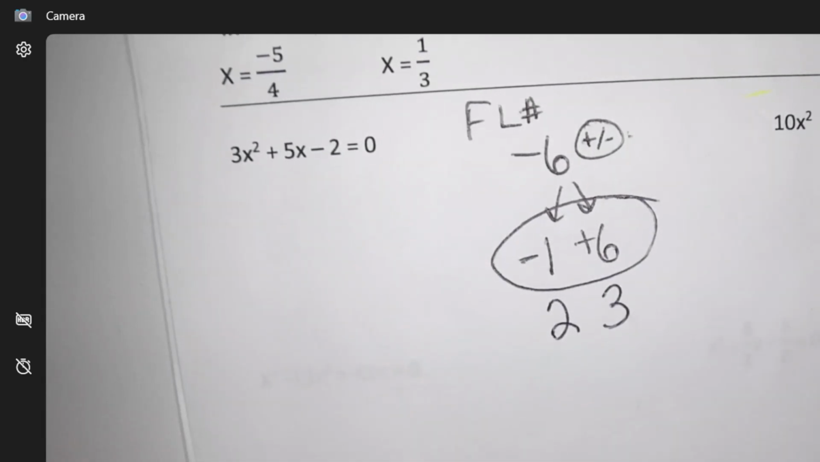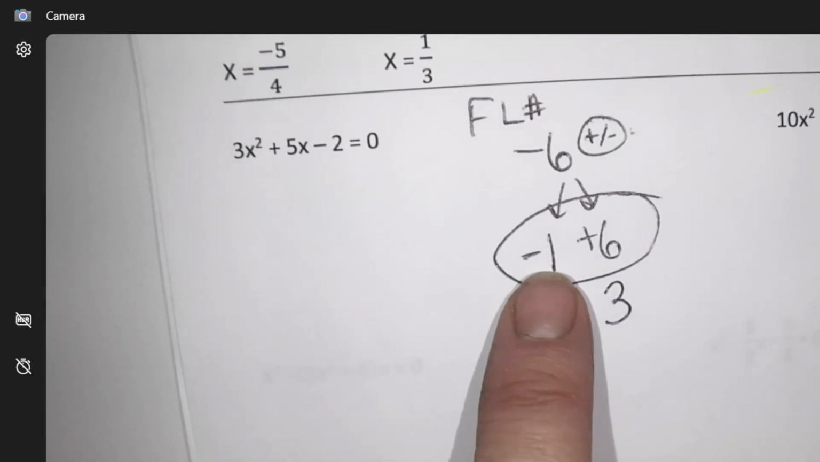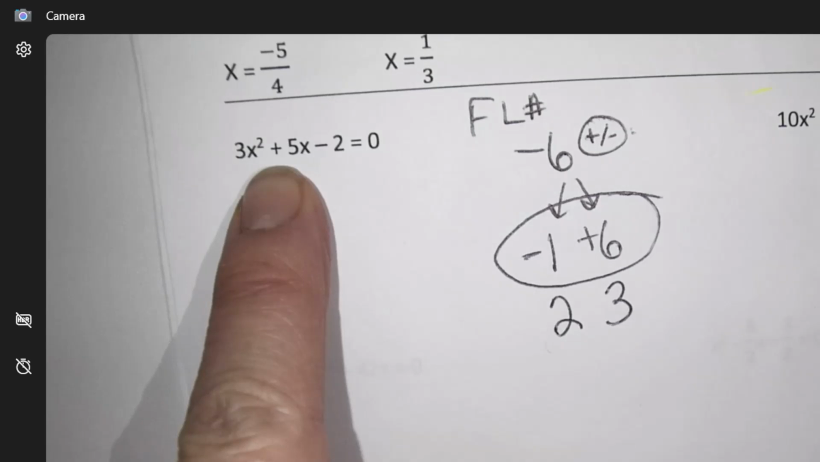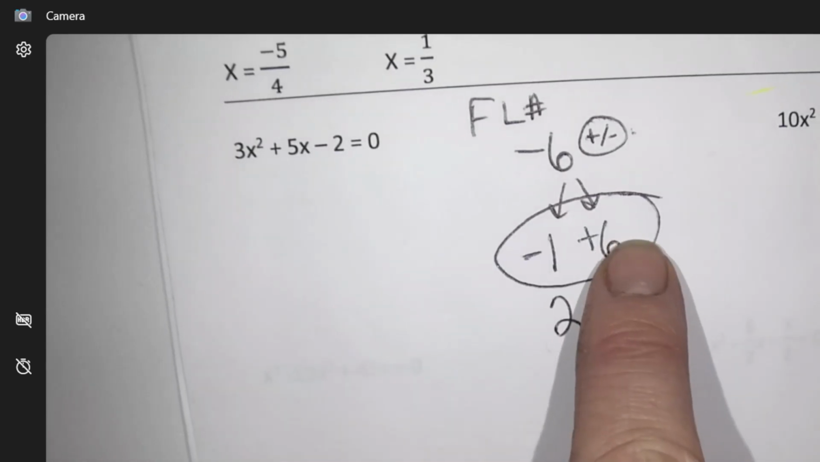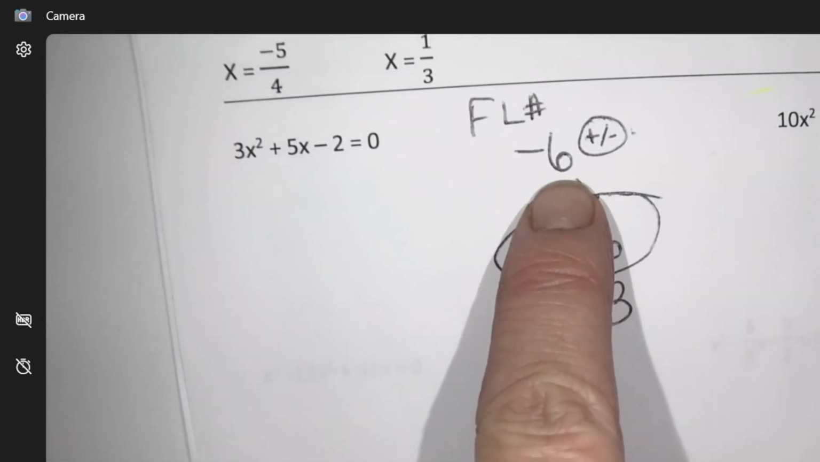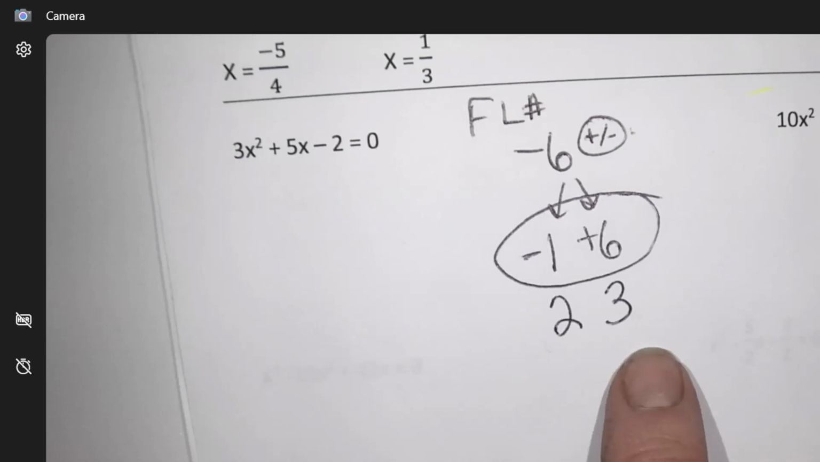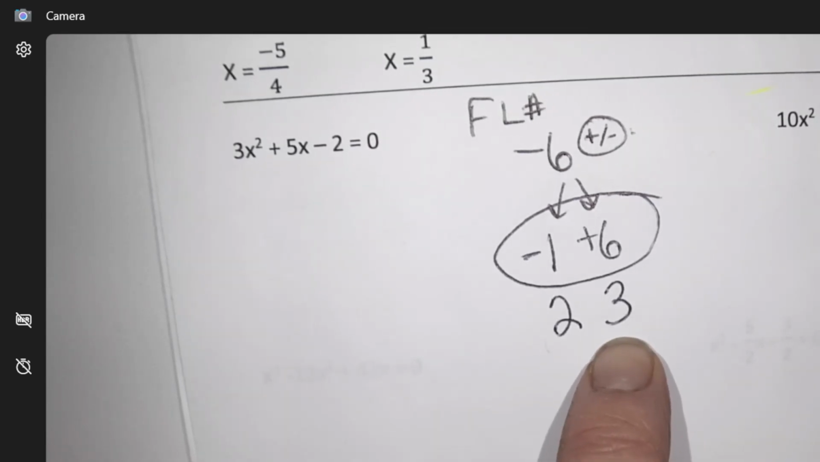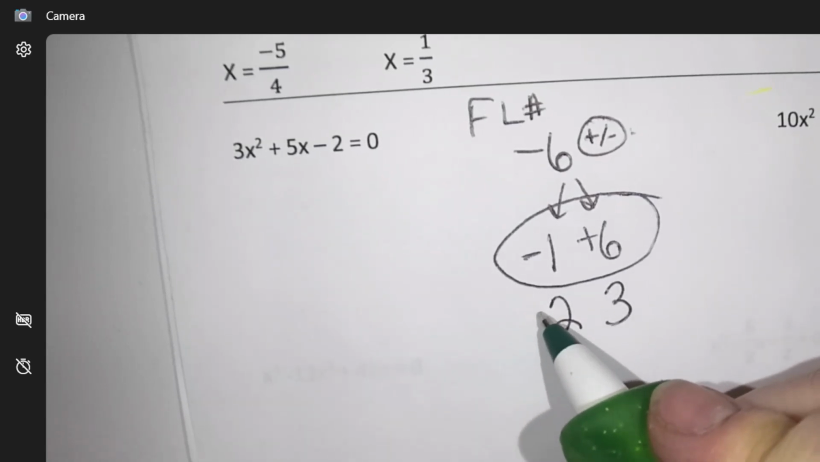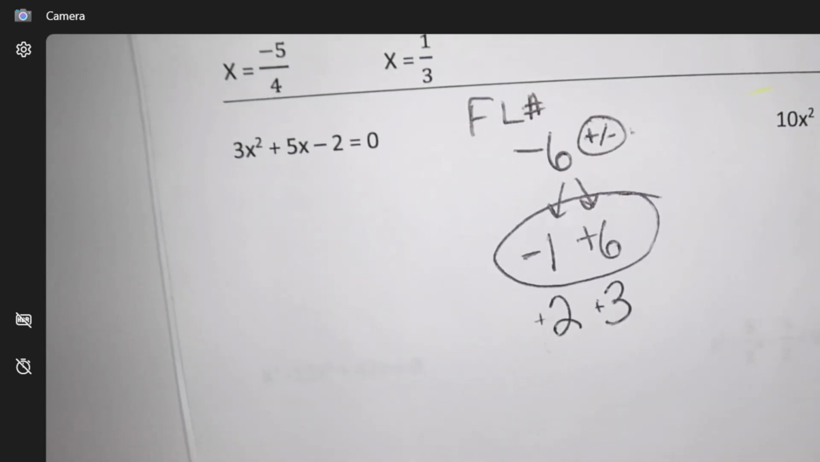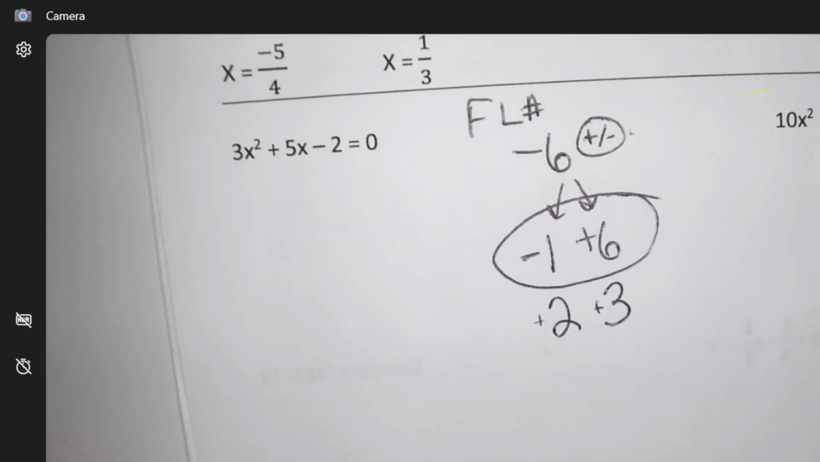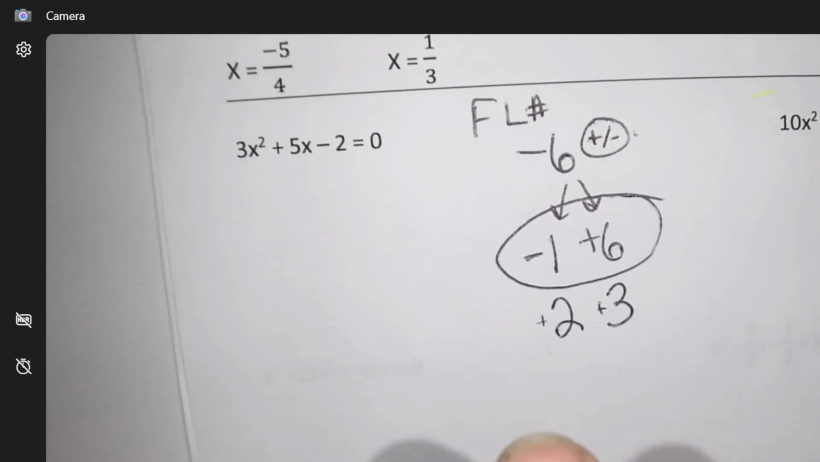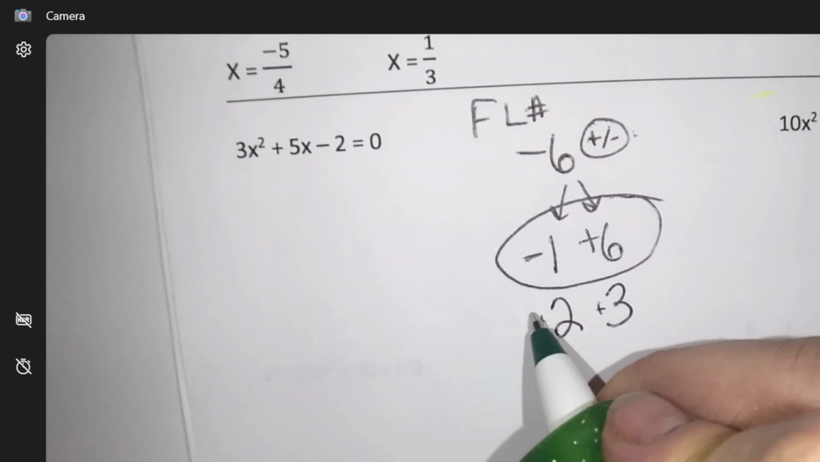Would that work? Does that make plus 5? Adding? Does it make -6 multiplying? Okay. Why did I have to not pick this one, even though I could make a 5 out of it? What's wrong with the 5? To make a 5, I would have to do a plus plus. Is that going to make a -6? No.